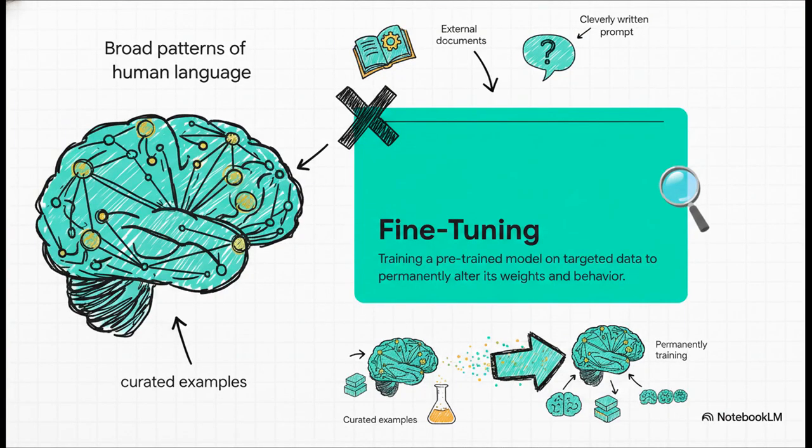So fine-tuning is not just giving an AI a cleverly written prompt, and it's not just pointing it to an external document. It's the process of taking a pre-trained foundation model, one that already understands the broad patterns of human language, and training it further on your own highly curated examples. You are fundamentally and permanently changing the internal parameters, the literal neural weights of the model itself. For instance, if you're building an AI paralegal, you aren't just telling it to act like a lawyer. You're permanently reweighting its neural network so it natively understands complex contract law right out of the box.